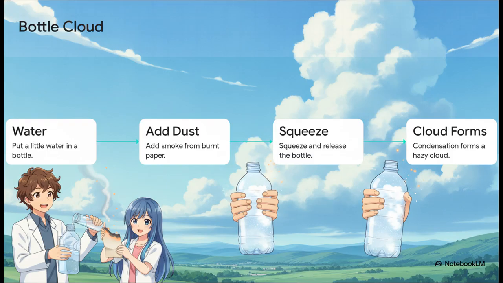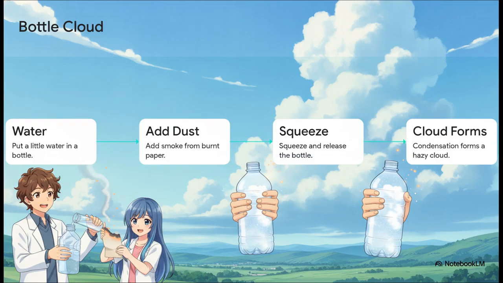If you put a little water in a bottle, add some smoke or tiny dust particles from burnt paper, and then squeeze and release the bottle, you change the pressure inside. This makes the water vapor condense around those tiny invisible dust particles, instantly forming a hazy mini cloud right inside the bottle.